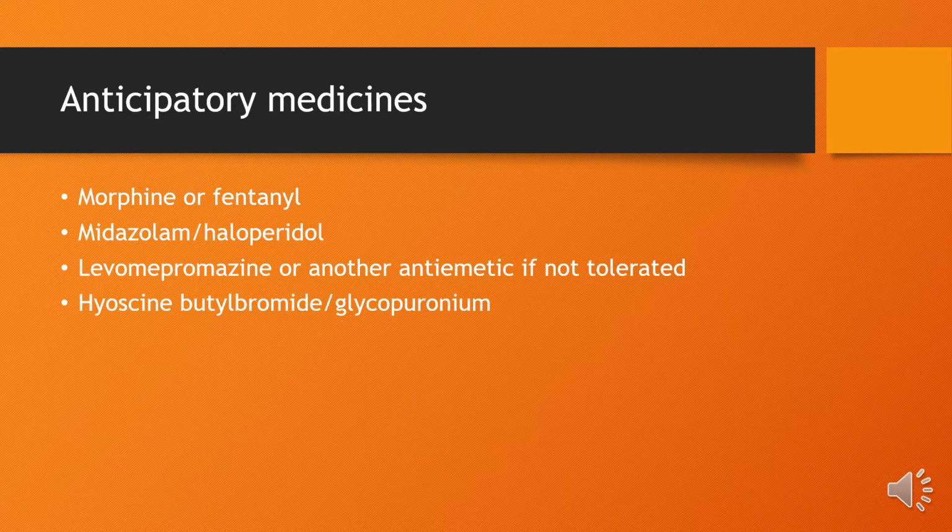Levomepromazine is an antiemetic. It's more commonly used than any other antiemetic such as cyclizine or metoclopramide. The reason for this is that levomepromazine is actually a very strong sedative agent. We use it at much lower doses to control nausea and vomiting, but if you are having a patient who is slightly agitated, then this will help alongside the midazolam. Hyoscine or glycopyrronium are used to reduce the secretions in the dying phase.